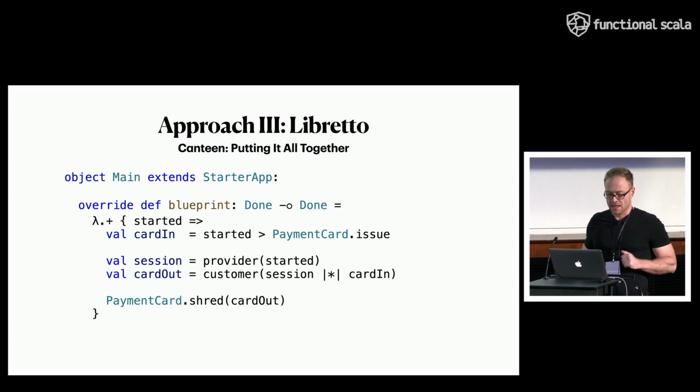And to wire it all up together, this blueprint method is like the main method of a Libretto application. It receives a signal to start and sends a signal once finished. The start signal here is passed to the provider, which produces a session, and session is then consumed by the customer. And there's some more code to issue a payment card and shred it at the end. But this is a Libretto application.